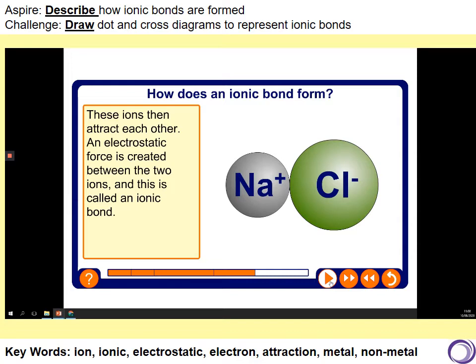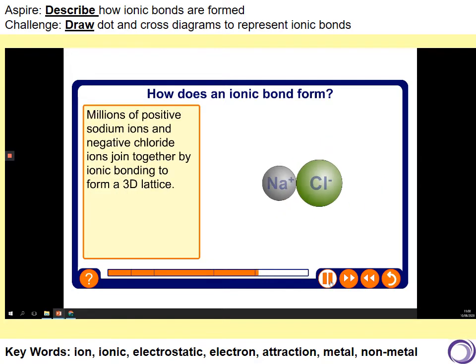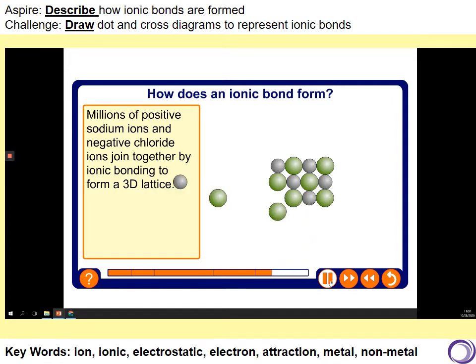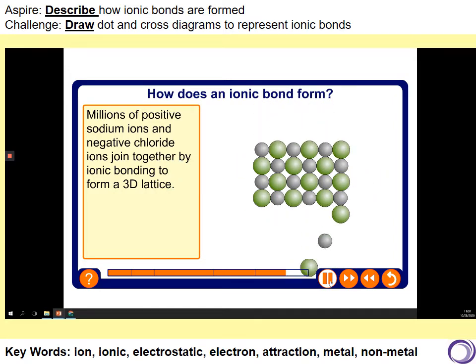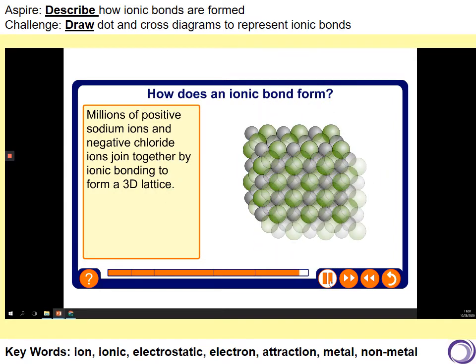Ions, however, are not two-dimensional. They exist in all 3 dimensions. So the positive and negative charge will be applied in all 3 dimensions. Ionic compounds will consist of more than 1,000 ions, and these are joined together by ionic bonding to form a 3D lattice.